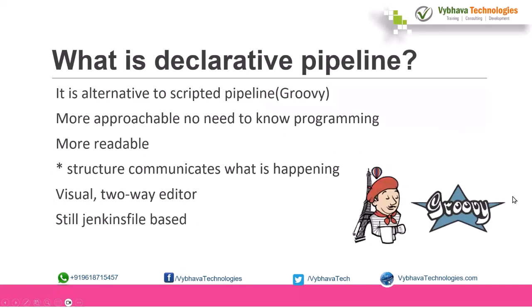So what is this declarative pipeline? How can we start? It is an alternative to the scripted pipeline, and declarative is more approachable, easy to start learning. No need to know any programming language. That is an advantage, and it has more readability, easy to see. The structure communicates what is happening. When you visualize it, you can see the structure and modify anytime. Go into the editor, modify, and come back and see how it is working. Just always check the syntax, and it gives more clarity.